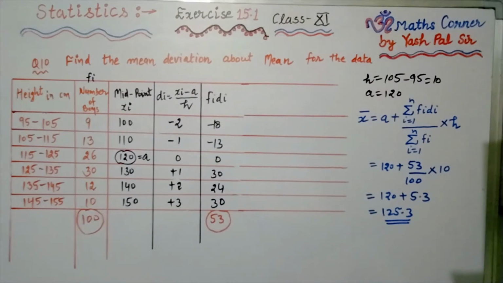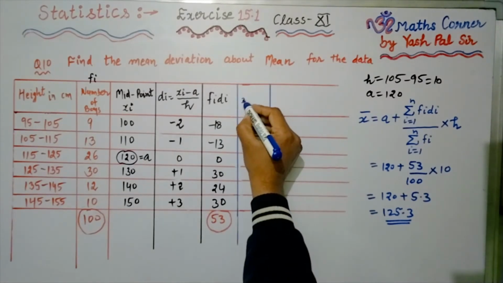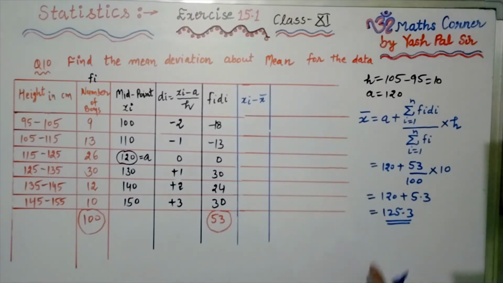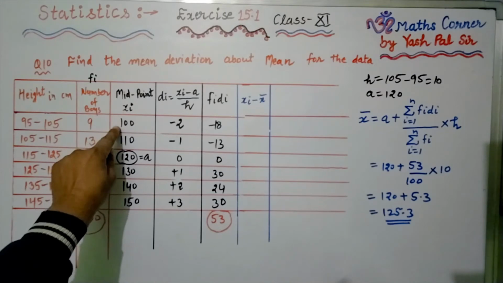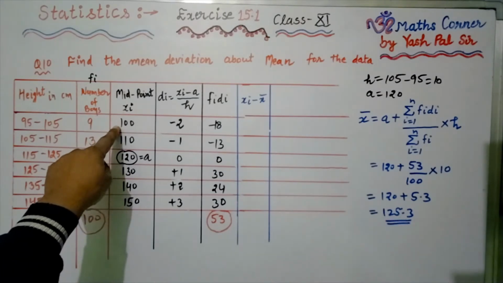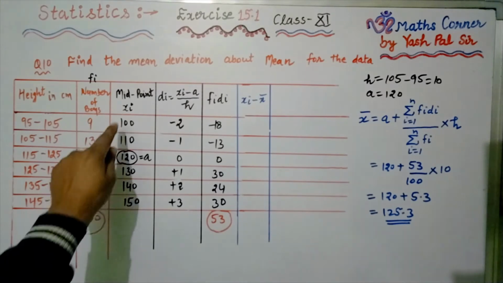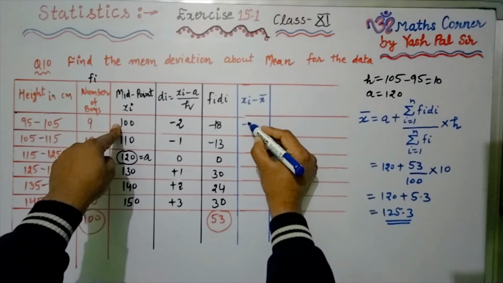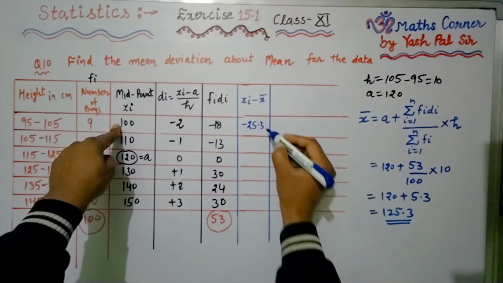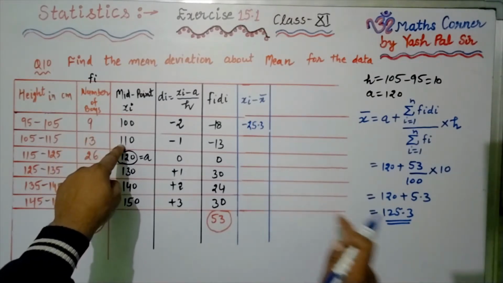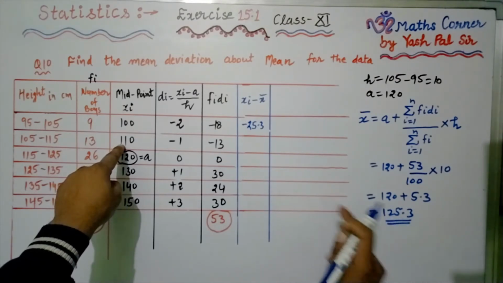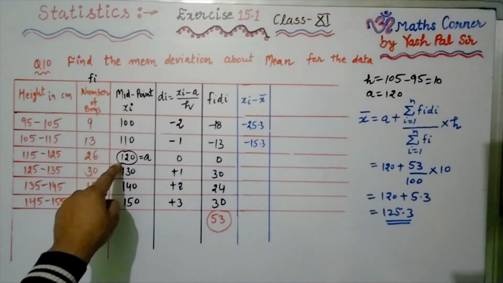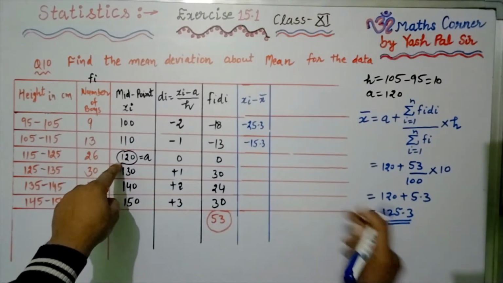Okay, now we shall find mean deviation about mean. For this purpose we write here xi minus x bar. What is xi? This is xi. X bar is 125.3. Okay, so 100 minus 125.3, this is minus 25.3. Next, this is 110 minus 125.3, that is minus 15.3.